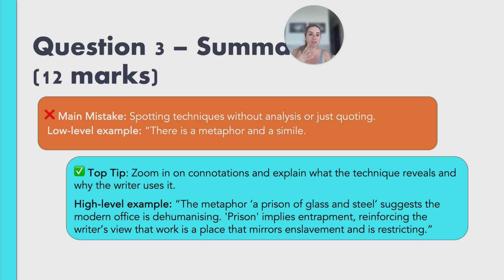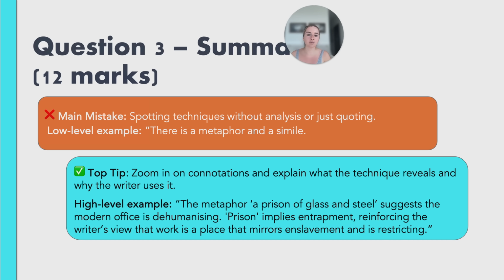Because remember, if you're comparing something with a metaphor, saying it is something else, think about, okay, if they are saying it's a prison, what is a prison? A prison is dehumanizing. Okay, so they're saying that their work is dehumanizing. Prison implies entrapment, reinforcing the writer's view that work is a place that mirrors enslavement and is restricting. So you can see there, I've got my technique, I've talked about the effect, so I've said like what the effect is, that it's dehumanizing, then I've explained it, then I've said, okay, this is what it shows, I've kind of zoomed in and said what it shows about the place of work, what it's implying.